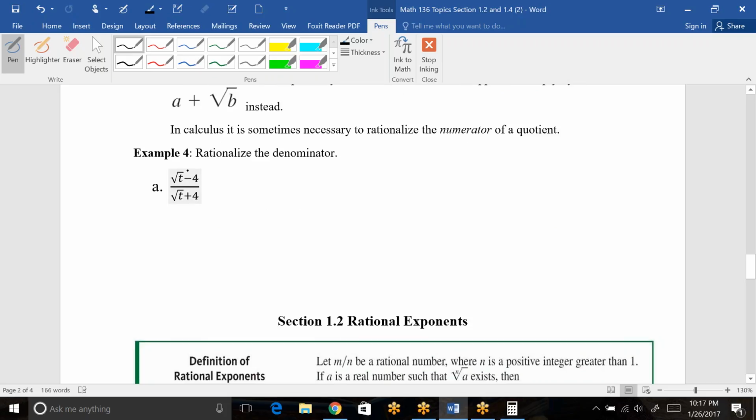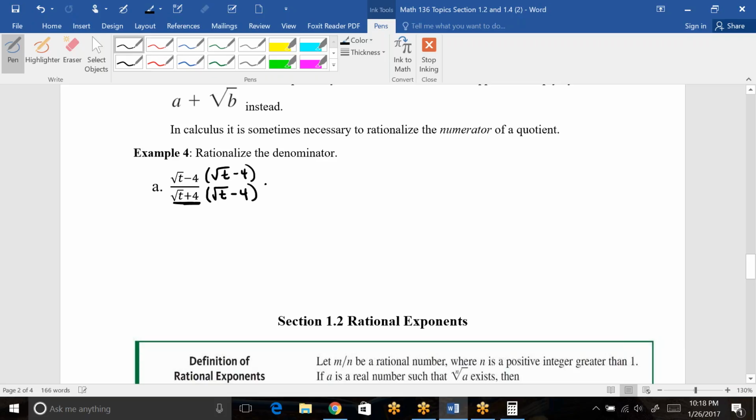So let me look at my example here. I have square root of t minus 4 over square root of t plus 4. I'm going to multiply by square root of t minus 4, because that would be the conjugate of this part right here. So conjugate means you write the same thing that's in the denominator, but you change the sign in the middle. Whatever you do to the bottom, you must also do to the top.